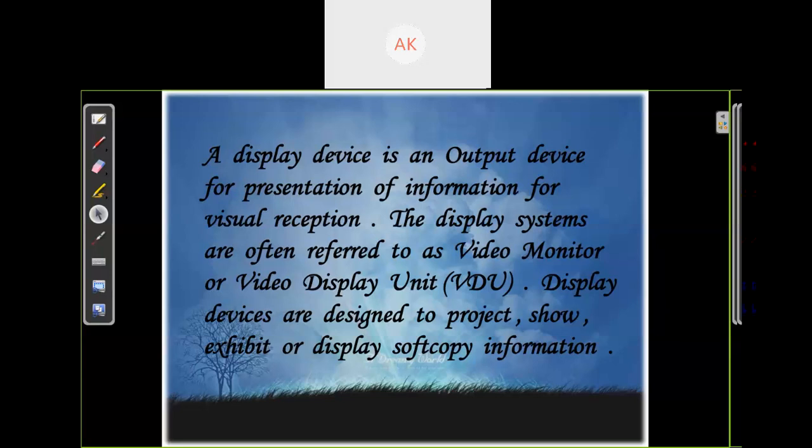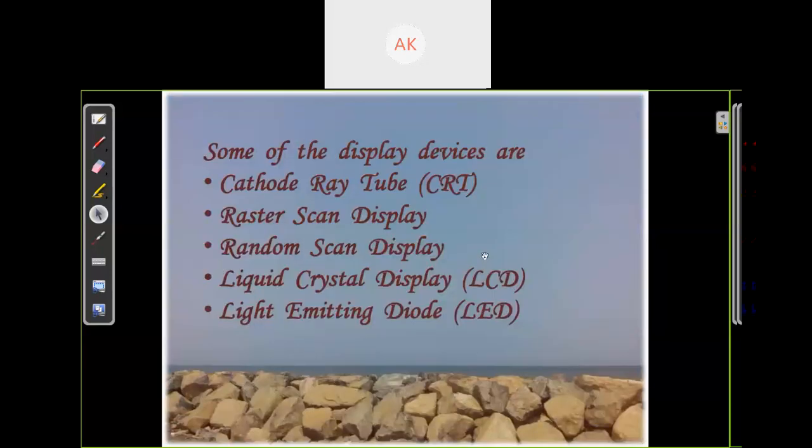A video display device is the output device for presenting information for visual reception. The display system is often referred to as a video monitor or video display unit, VDU. Display devices are designed for project, show, and exhibit display. All these things we have discussed. Kinds of display devices: first CRT, as we discussed in the last class, raster scan display, random scan display, liquid crystal display, LCD, and light emitting diode, LED.